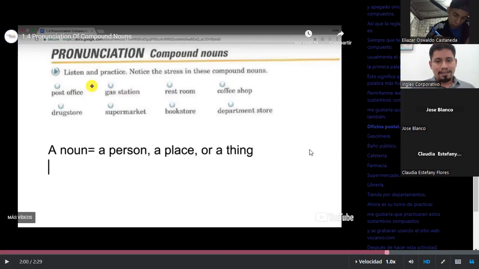Baño público, correcto. Coffee shop. ¿Sí? Una tienda de café. Drugstore. Ya decíamos anteriormente que era farmacia. ¿Sí? O droguería. Un supermarket, supermercado, bookstore, tienda de libros, department store, un department store es como una especie de supermercado donde venden... ¿Están clasificados? ¿Hola? ¿Están clasificados?